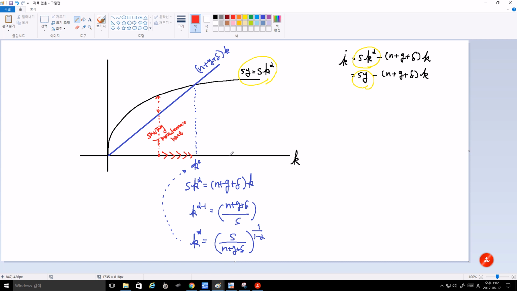On the other hand, if we are somewhere over here, then clearly in this case saving is less than depreciation plus the dot, or the maintenance level. Because saving or investment is less than the maintenance level, we have less capital. And only at this point do we have equilibrium. So in the long run, capital would stay over here.